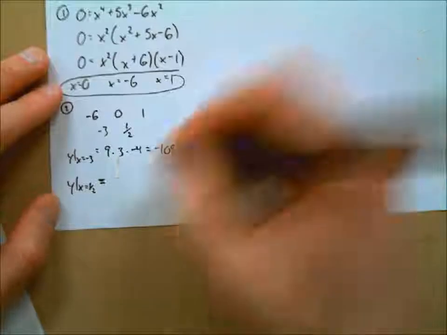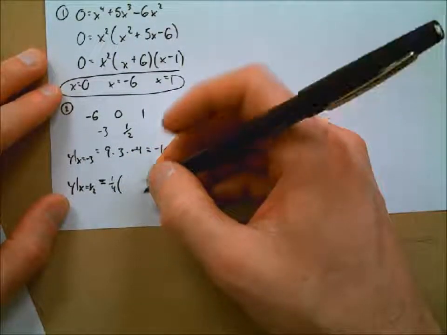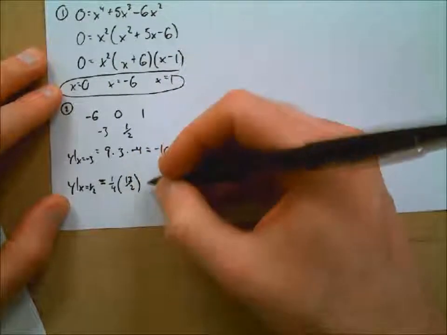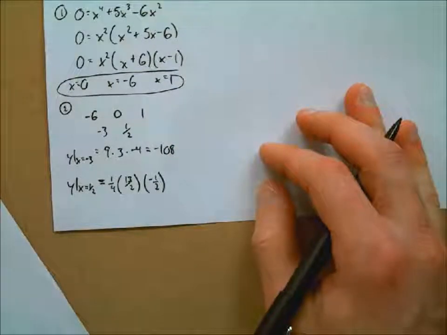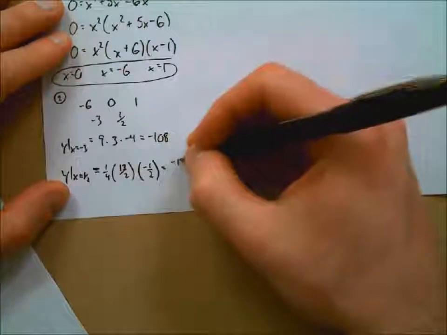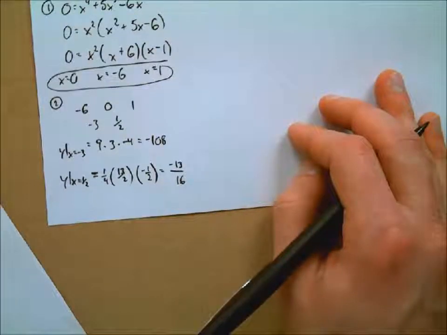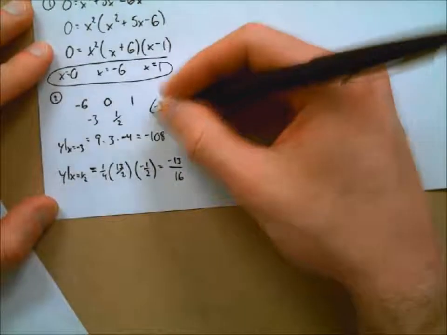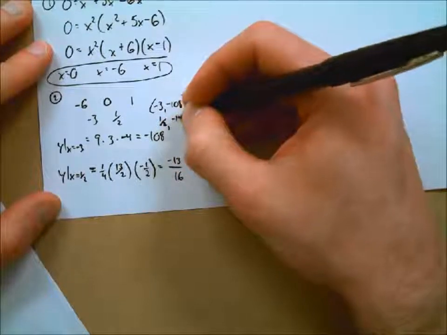Okay, and then 1/2 squared would be 1/4. 1/2 plus 6. Maybe this isn't easier, but that's okay. 13 halves. And then 1/2 minus 1 will be -1/2. Like that. Which, if we multiply all that together, -13 over 16. Okay. And so we have then -3 comma -108 and 1/2 comma -13/16.